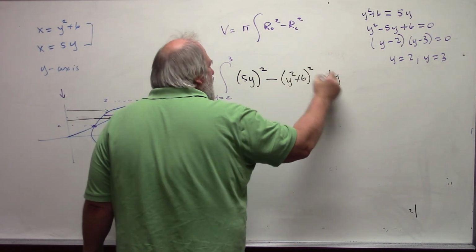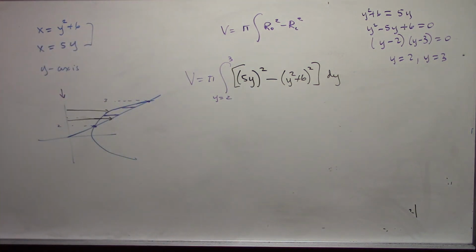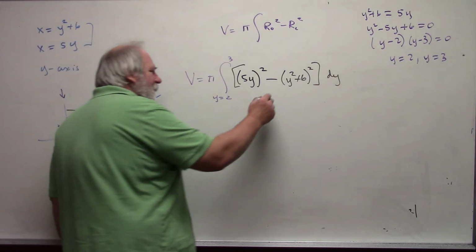And again, we can calculate this, multiply out, etc., take the antiderivative, put in the values, use FTC 2, and get the volume. I am going to forego doing that. I will leave that.